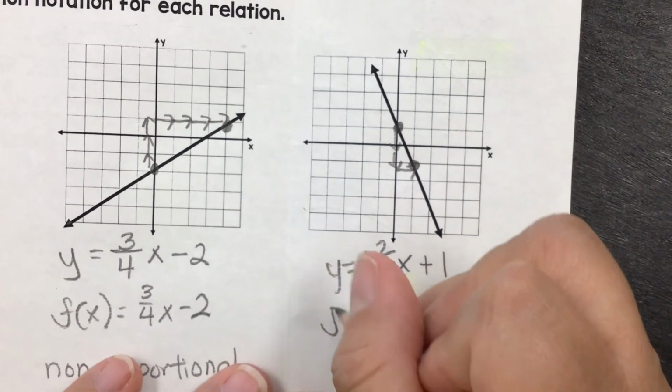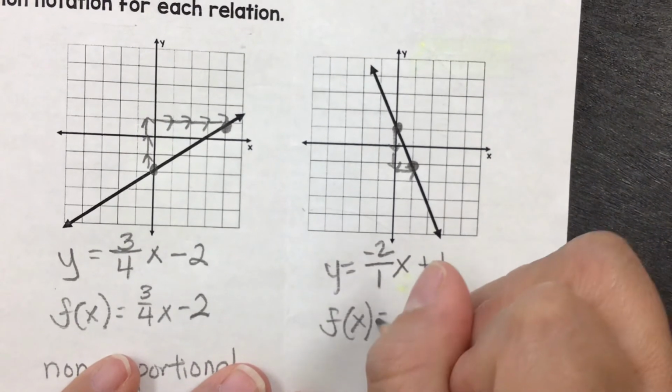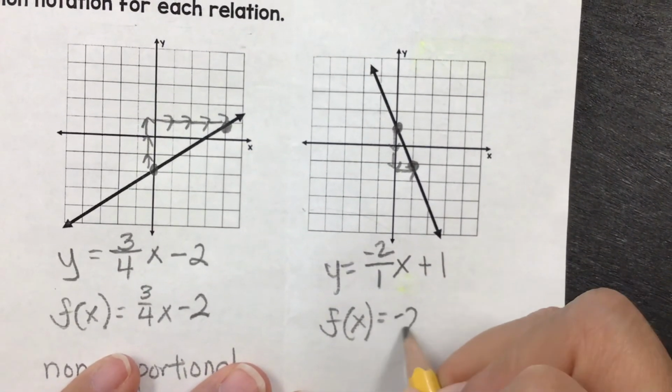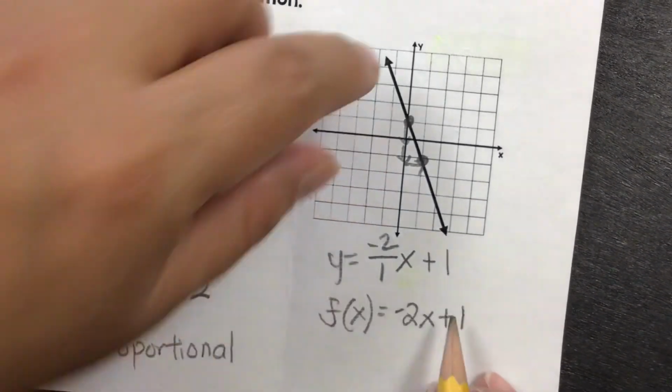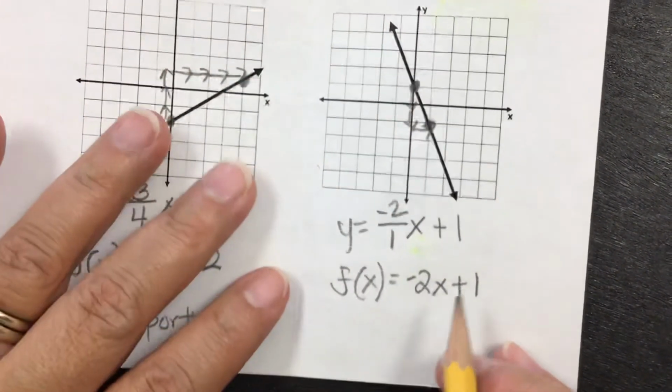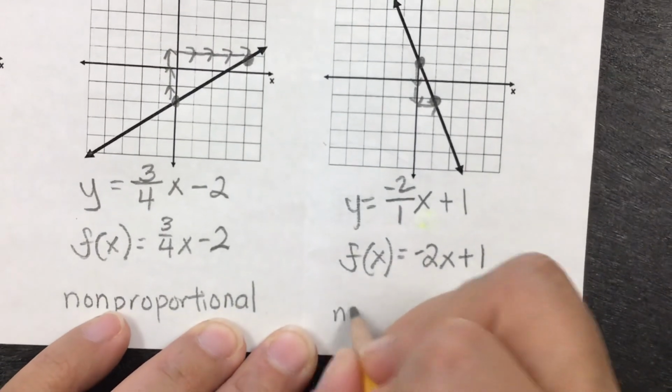Function notation means that fancy f of x is equal to, that simplifies to a negative 2x plus 1. Because of the plus 1, or that it doesn't go through the 0, 0, makes this function non-proportional.